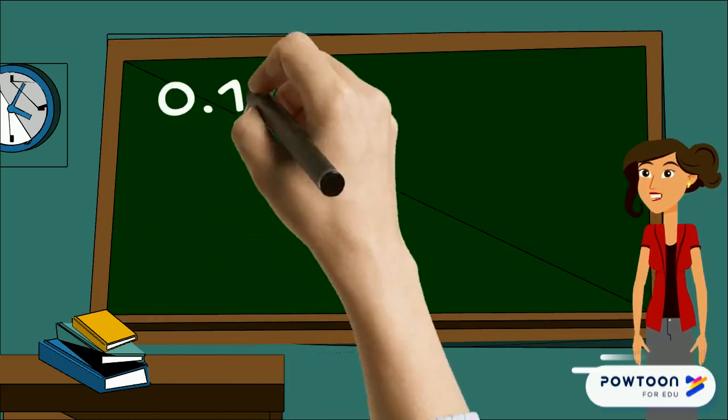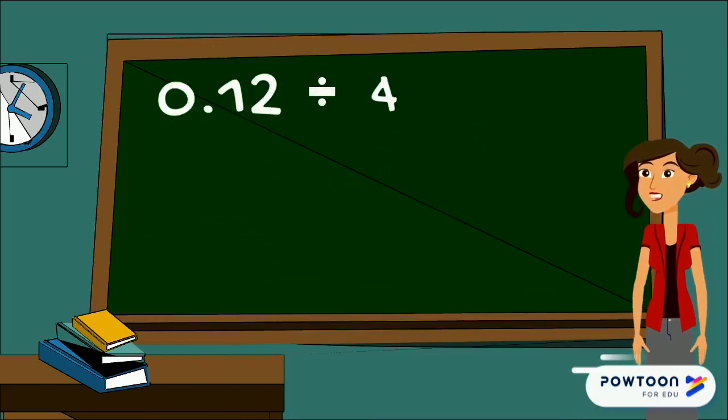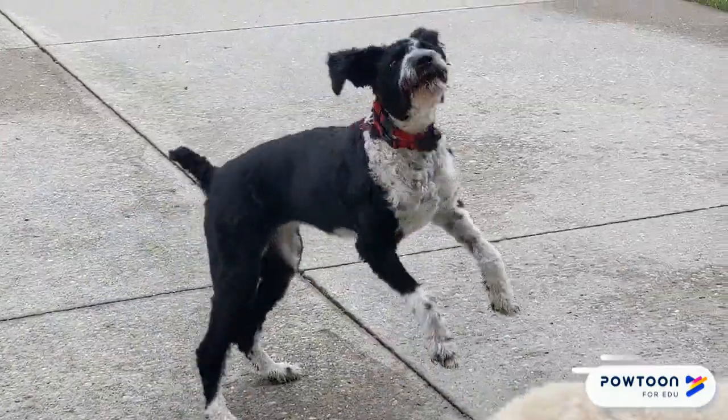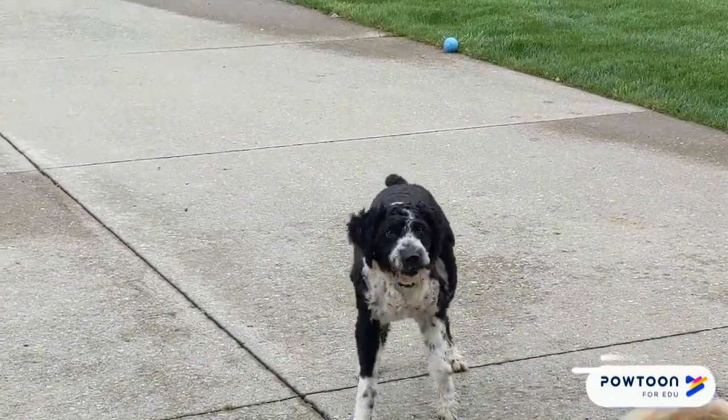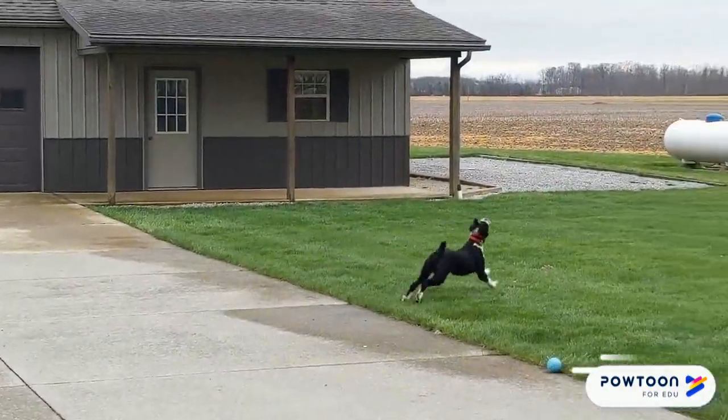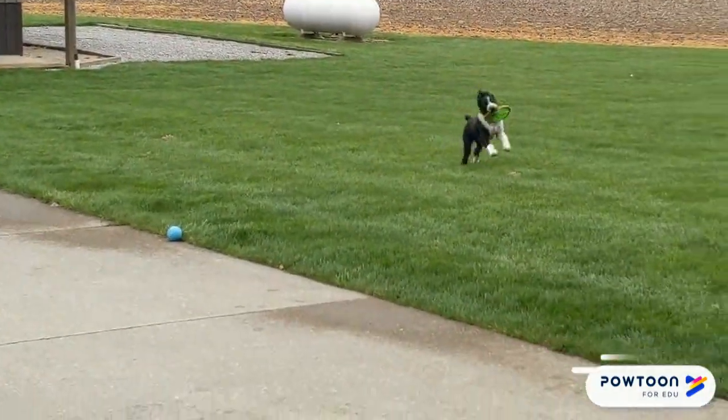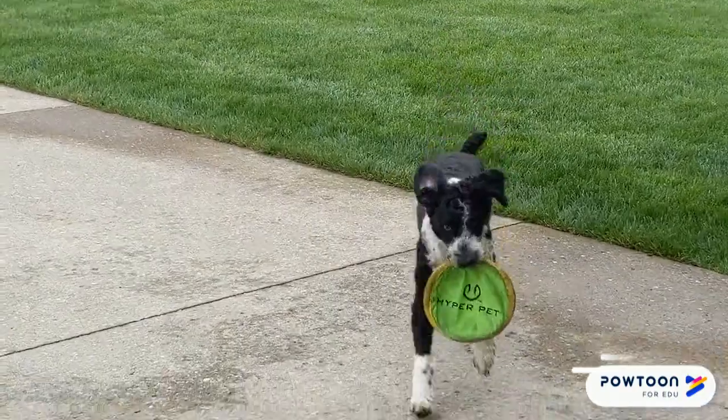To find 12 hundredths divided by 4, it's as easy as catching a frisbee. Ready? Good job.